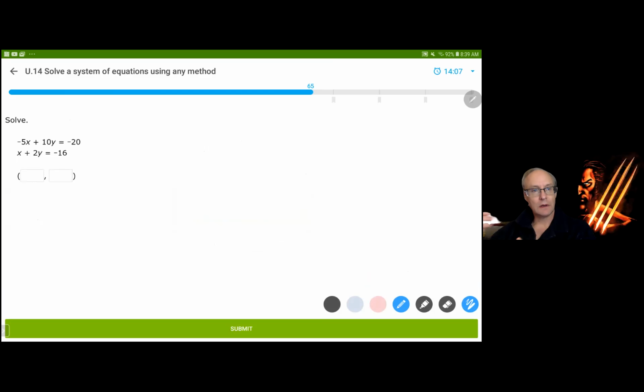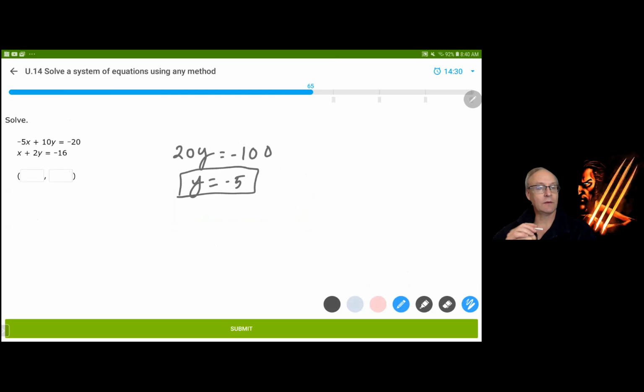These take so long. That's why I want to move right along. Now I'm going to multiply my bottom equation by 5, and I'm going to add them together. Can everybody do that? You get 20y. And I'm multiplying the bottom equation by 5. So that's going to give me negative 80, and negative 20 is negative 100. And y is equal to negative 5. I know I went really fast.